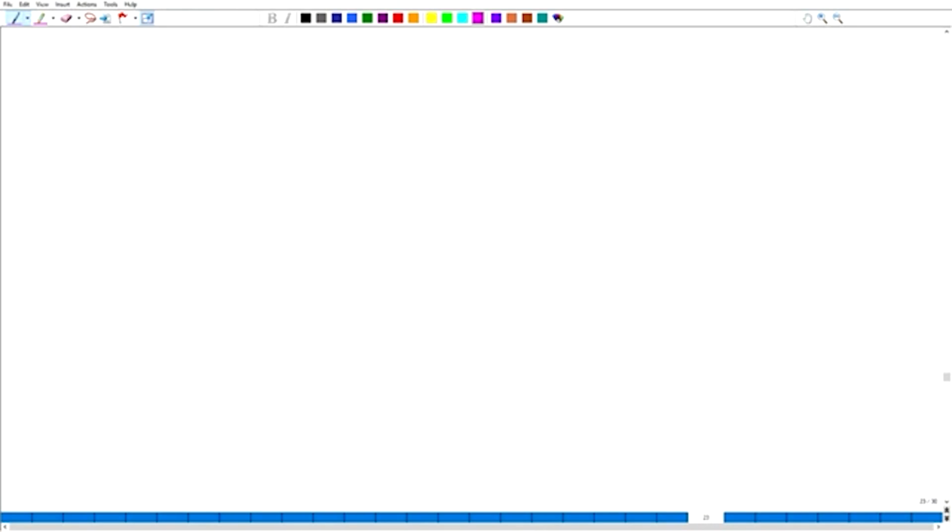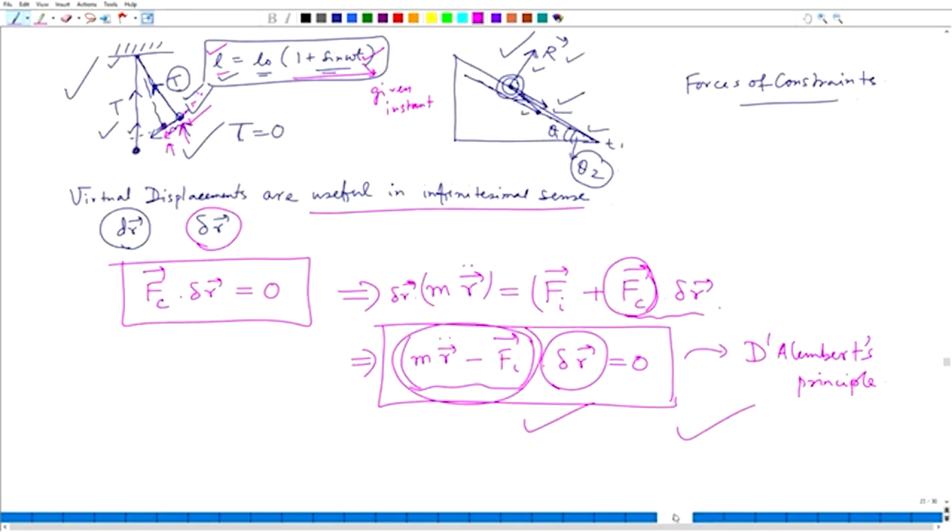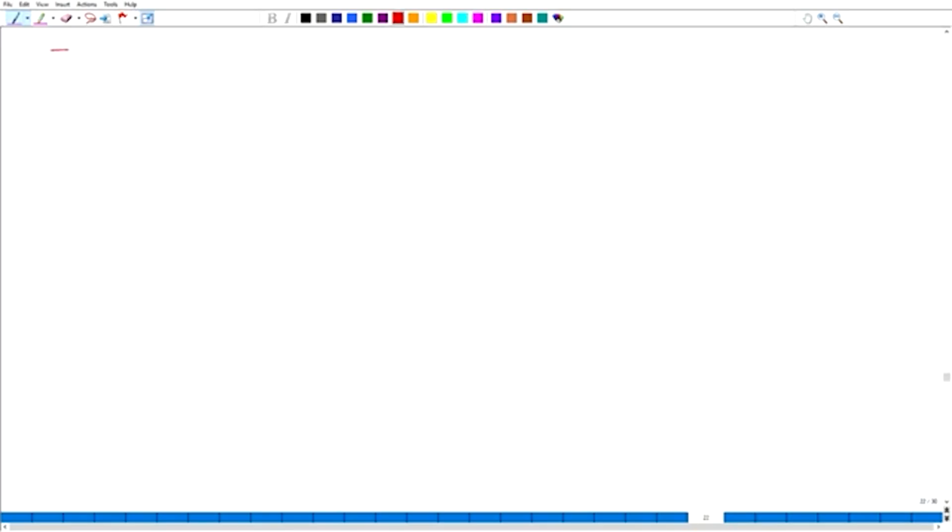another way, a subtly different way from this principle, but where we will also use the constraints explicitly with their mathematical forms. So, in today's lecture we will discuss actually the method of Lagrange equation of first kind.